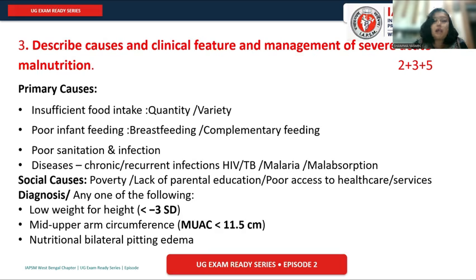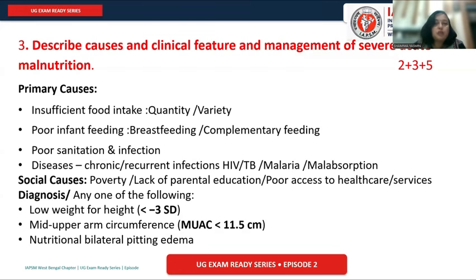Next, we come to question number 3, one of the favorite questions of most examiners, that is severe acute malnutrition. Here, we have been asked to describe the causes and clinical features of SAM children. In community medicine, when you are asked to name the causes, we don't only give the medical causes. We also talk about the social causes.